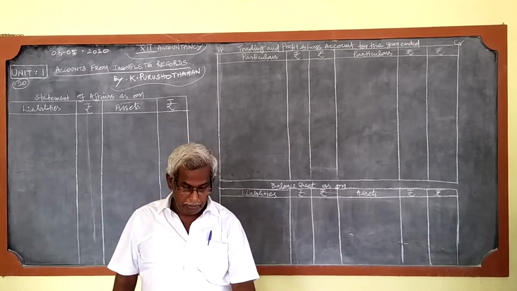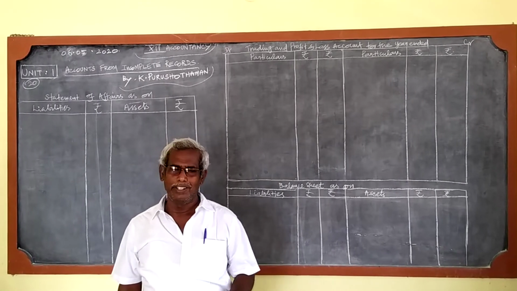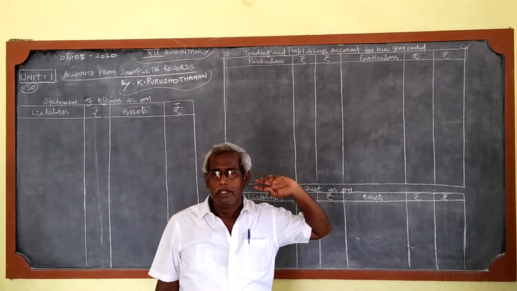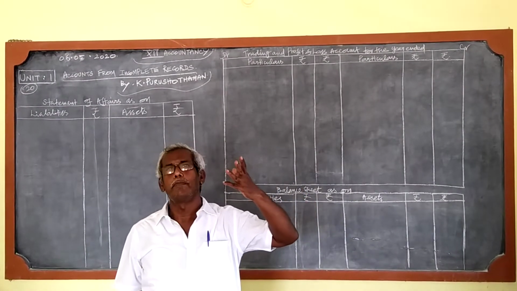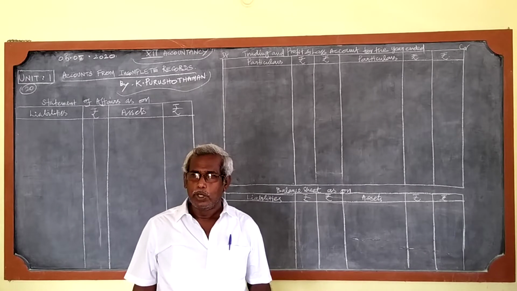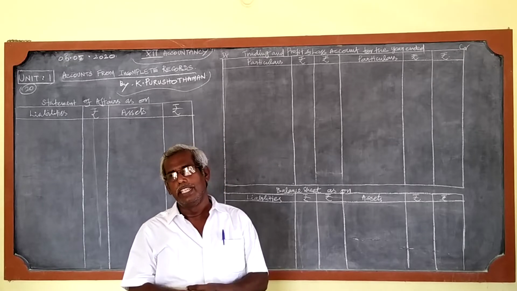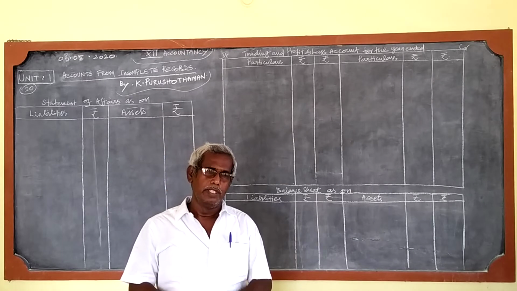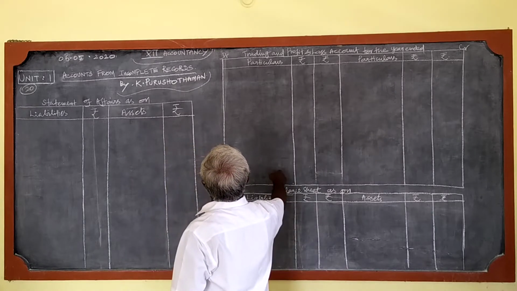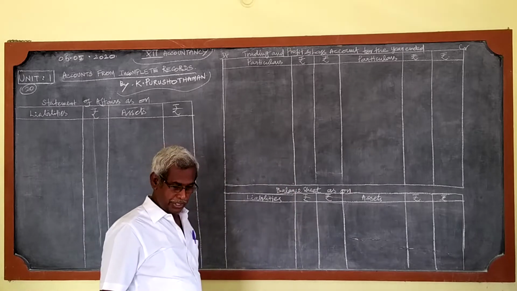But this problem is coming under single entry system or incomplete records. We cannot do so straight away. We will have to do some other part of the problem. What are they? 1. Total debtors account. 2. Total creditors account. 3. Statement of affairs. These are all the additional parts other than these final accounts, say trading and profit and loss account and the balance sheet.